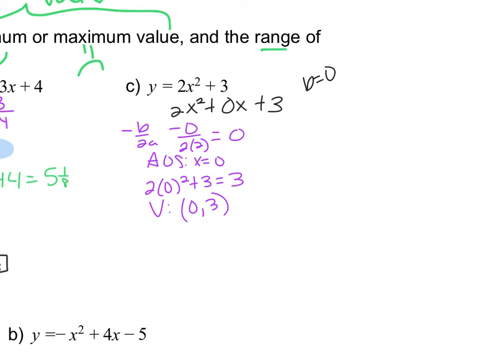Now, will this be a happy face or a sad face? It's positive 2, so it's a happy face. So this will have a minimum. The minimum value is at 3. And the last thing is the range. The range, since it has a minimum, that will be the lower bound. So it starts at 3 and goes to infinity.